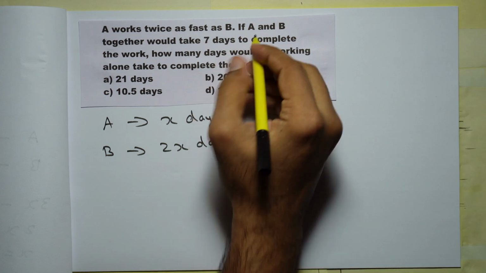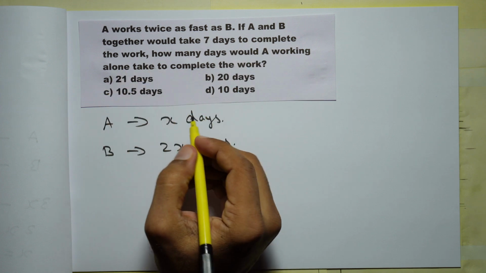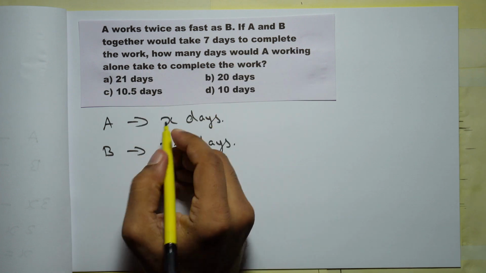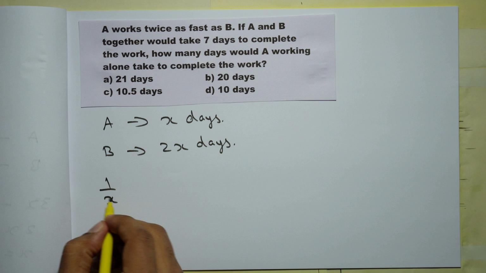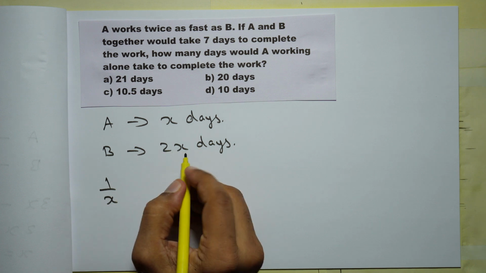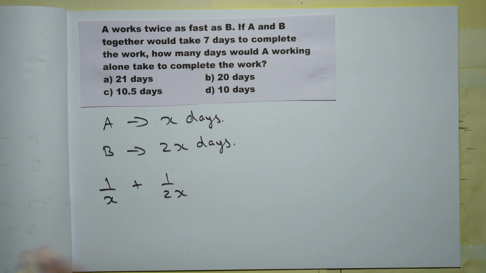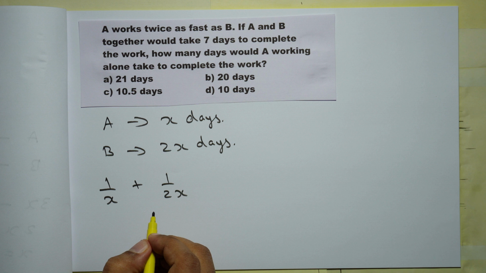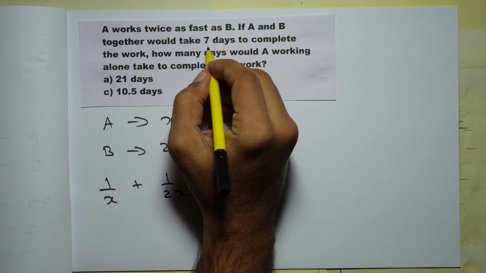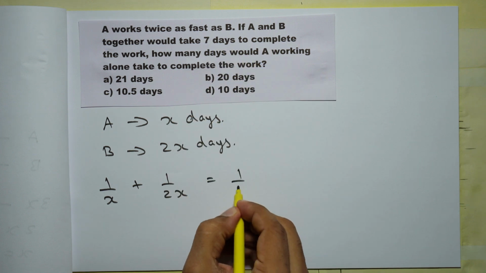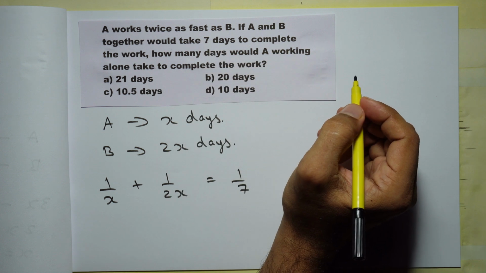The other information given is that A and B together would take 7 days to complete the work. Now A and B are working together. A can complete the whole work in X days, so every day A will do 1 by X part of the work. B can do the work in 2X days, so every day B will do 1 by 2X part of the work. So this will be the contribution of A and B in 1 day. They require 7 days to complete the work, so every day they will do 1 by 7th of the work.